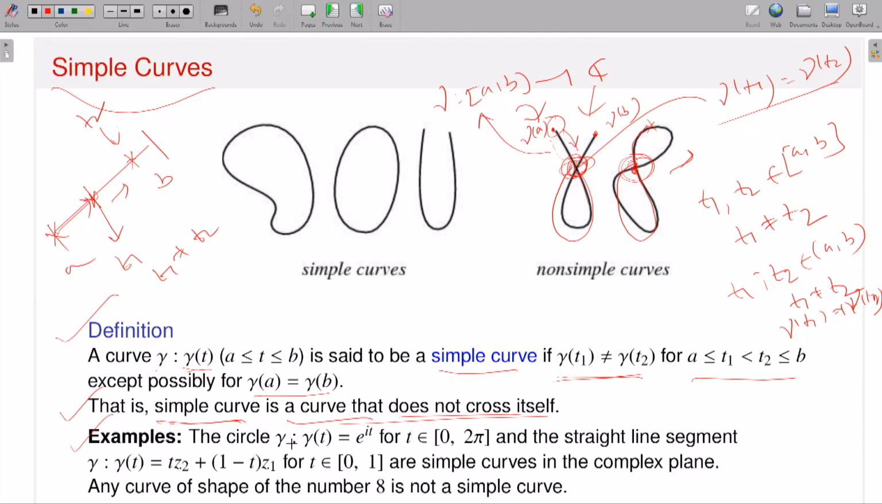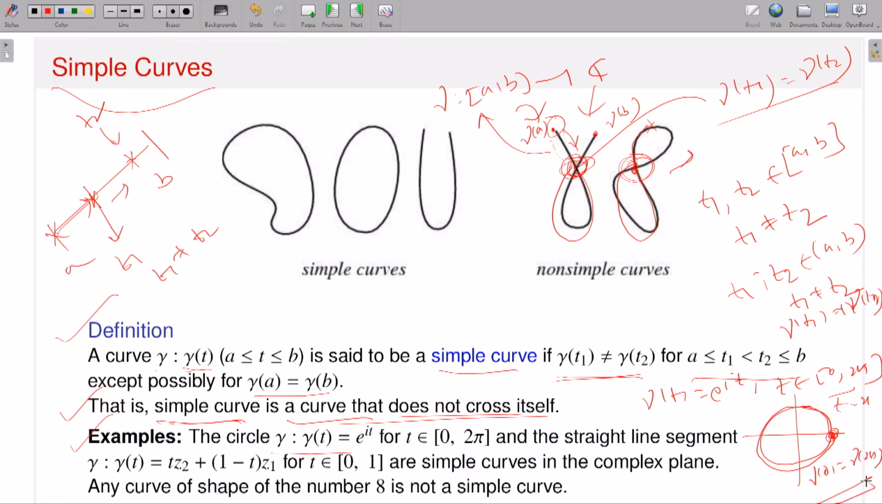Okay, so for example, the circle, gamma of t is equal to e to the it. Of course, it's a simple curve, because if you look at the picture, the circle looks like this. Suppose gamma of t is e to the power it, where t runs from 0 to 2 pi. When t is equal to 0, it will start from here, and as t runs from 0 towards 2 pi, it will move along this path, and when t is equal to 2 pi, it will be the same point. That means gamma of 0 is the same as gamma of 2 pi.